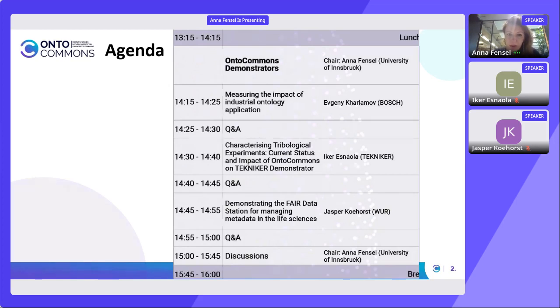And we have three demonstrators. The first two, at least on the agenda, are from already OntoCommons partners from Bosch and from Technica. The demonstrator from Bosch will show how the ontologies are being used in manufacturing, and the demonstrator from Technica will go into material science, or material science kind of production and use of ontologies there. And presentations from Jasper Kohorst from Wageningen University and Research will be on showing the toolkit and enabler on how to make data, particularly research data, semantic and FAIR.